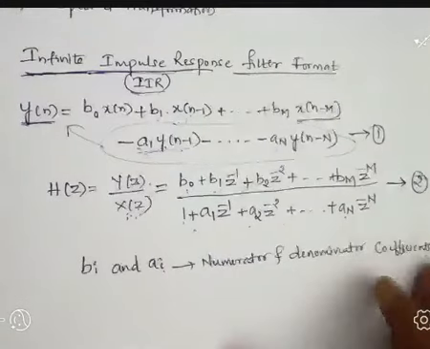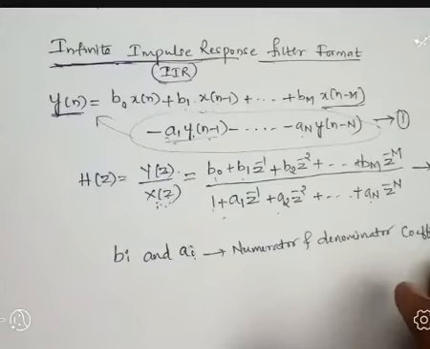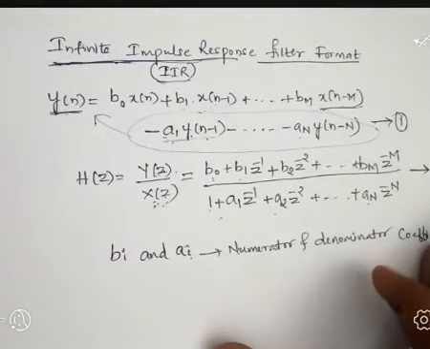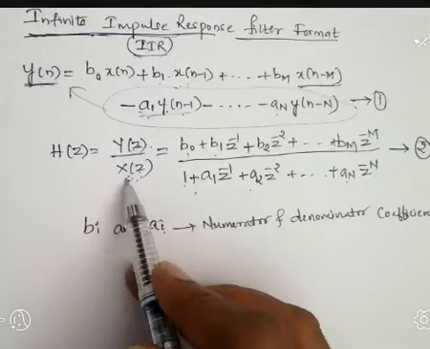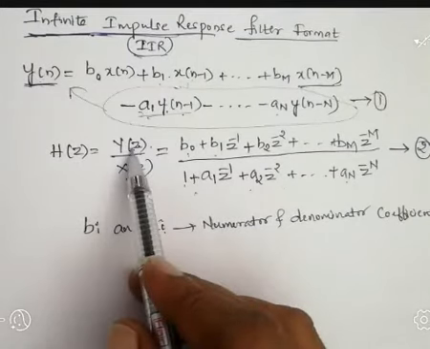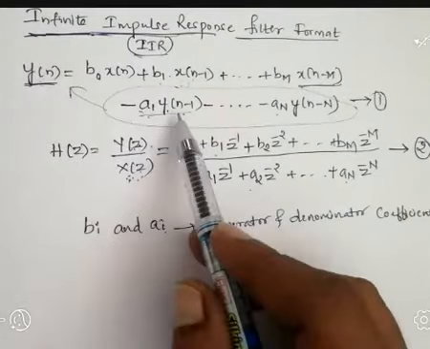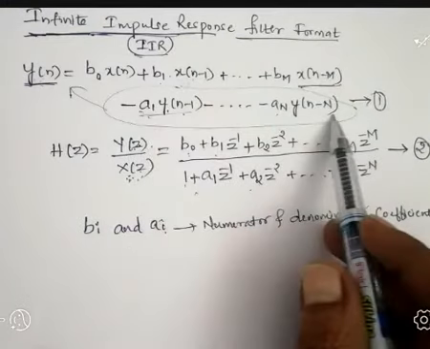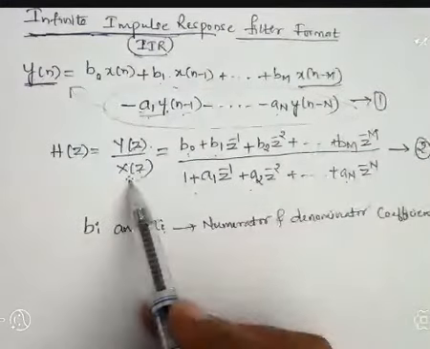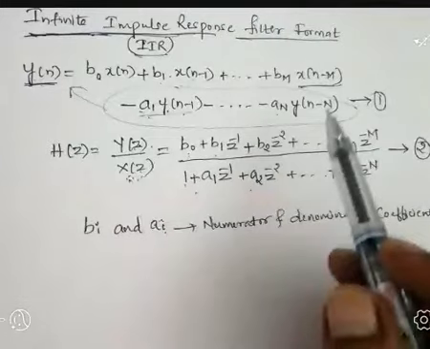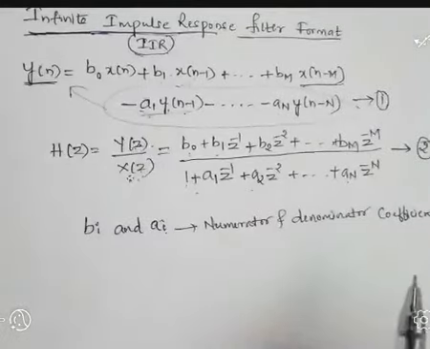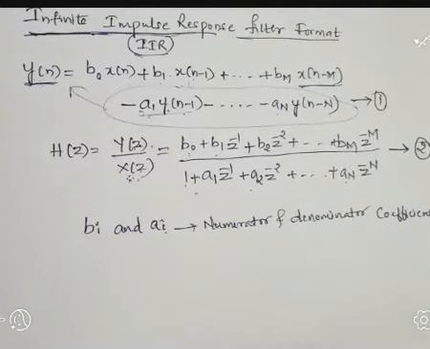Coefficients. So Y(z) and X(z), as I told, are what? Y(z) is the z-transform of the output y(n), and X(z) is the z-transform of the filter input x(n). Now, to become familiar with the IIR filter, we have to discuss one example.